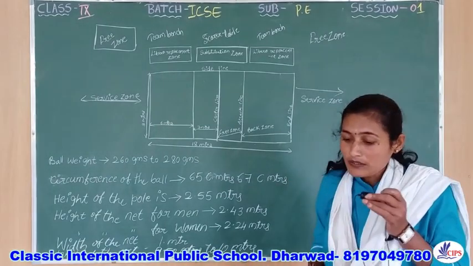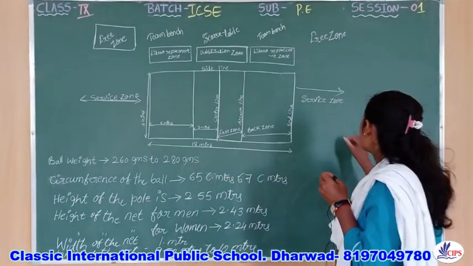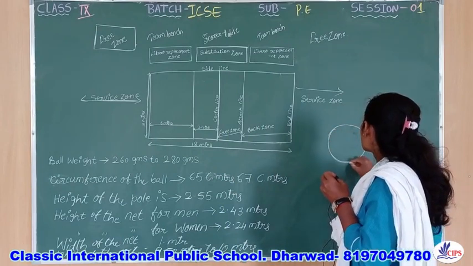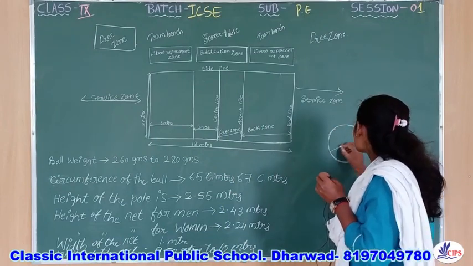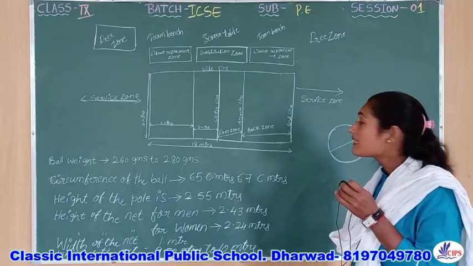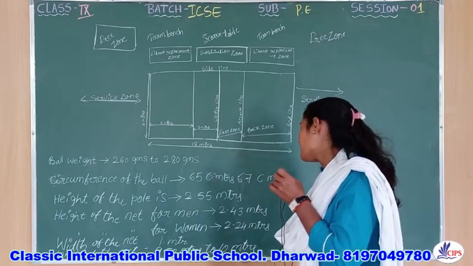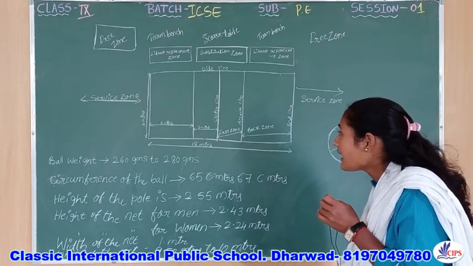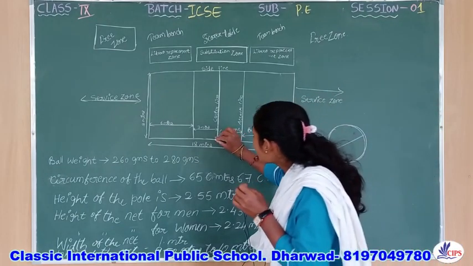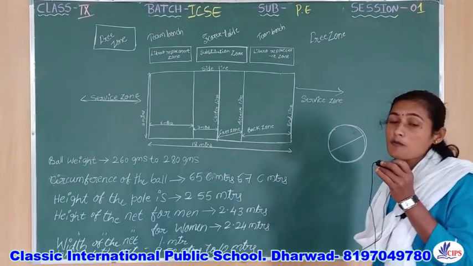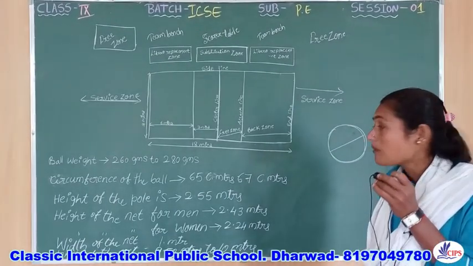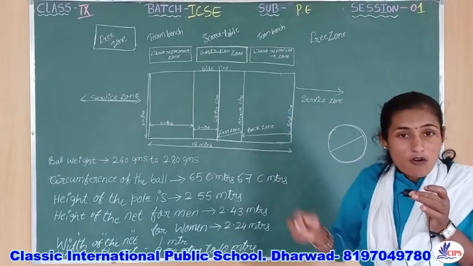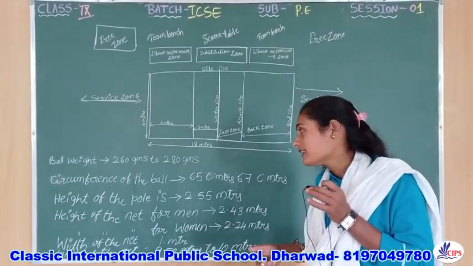Circumference means the measurement around the ball. This is the ball, and this is the circumference of the ball. It is a minimum of 65 centimeters to 67 centimeters. Then what equipment do we use to play the game of volleyball? First, ball, ground, poles and net.